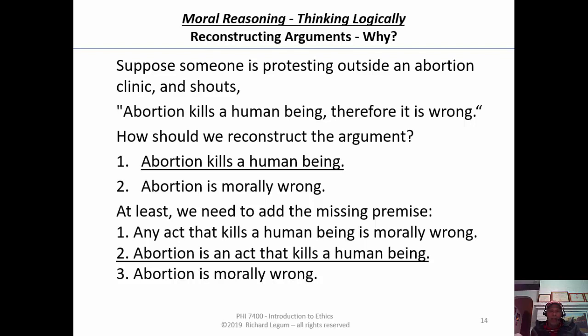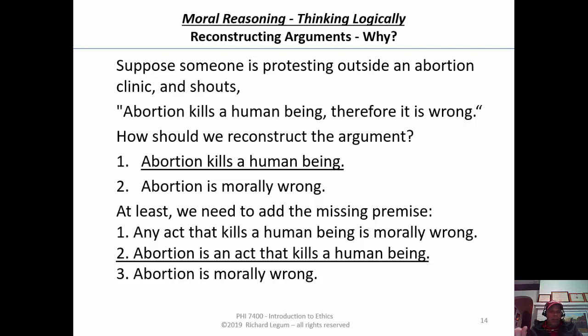What is wrong in the case of somebody defending themselves? Why is it okay to kill a human being in that case? And if you think about it for a second, you can stop the recording if you want.